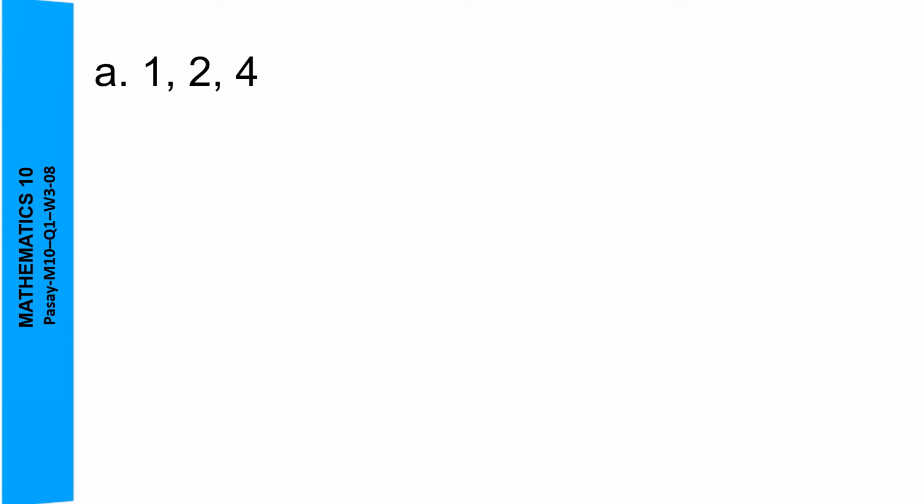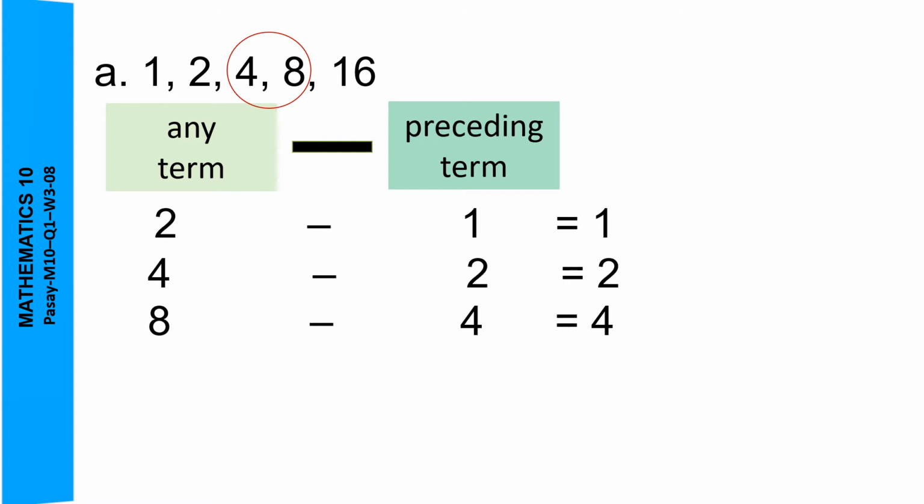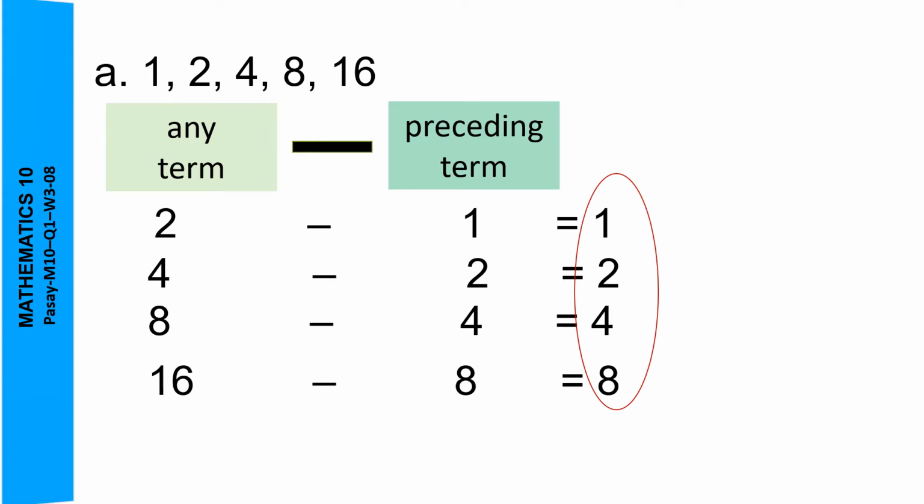In sequence letter A, we have 1, 2, 4, 8, and 16. Let us check if the differences of the succeeding terms and the preceding terms are equal. What we are going to do is to identify the difference of any term and the preceding term. Let us start with 2 and 1. 2 minus 1 is equal to 1. Then 4 and 2. 4 minus 2 is equal to 2. Also 8 and 4. 8 minus 4 is equal to 4. And the last one, 16 minus 8 is equal to 8. What can you say about their differences? Are they equal?